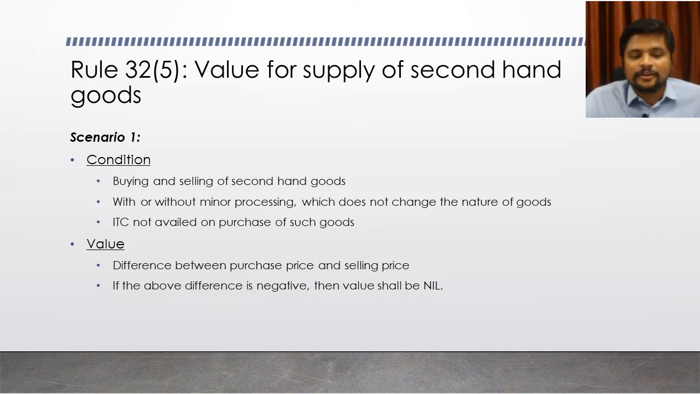Then, ITC not availed on purchase of such goods. So this ITC availability is the only different scenario here, but the first two conditions which I mentioned are applicable for any scenario. If at all you want to apply this rule, these two conditions are mandatory to be satisfied. One is buying and selling of second-hand goods by the supplier. Second, he buys the second-hand goods, he does not do much processing or much work on the goods, he is just selling.